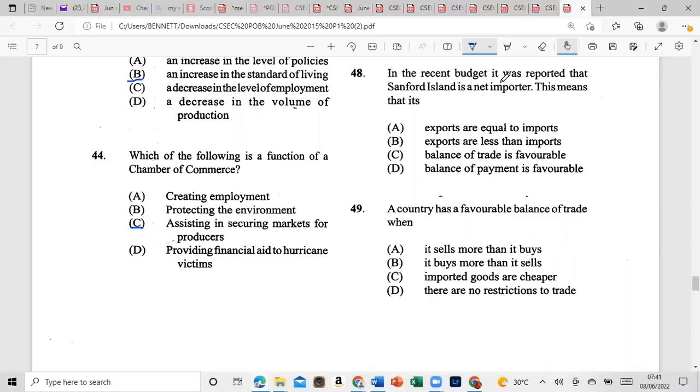48. In the recent budget, it was reported that Sanford Island is a net importer. This means that A, exports are equal to imports. B, exports are less than imports. C, balance of trade is favorable. Or is it D, balance of payment is favorable? And that is B, exports are less than imports.